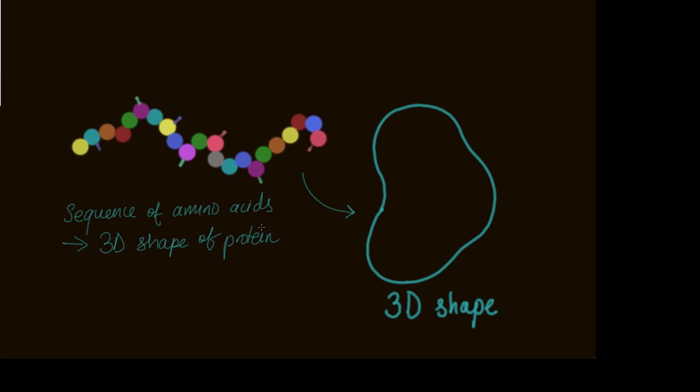Now, why are we interested in the three-dimensional shape? Well, the three-dimensional shape determines the function. And this is going to be especially relevant when we are talking about enzymes. So if we do something to change the three-dimensional shape of our protein, we are going to have an impact on the function. This might be a change in function, or it might be a loss of function. When we are talking about enzymes, we're going to be talking primarily about a loss of function if we change the shape.